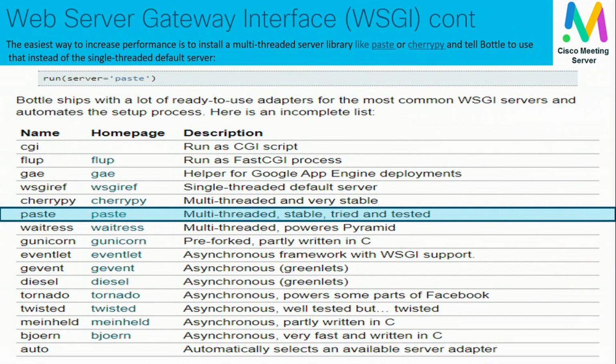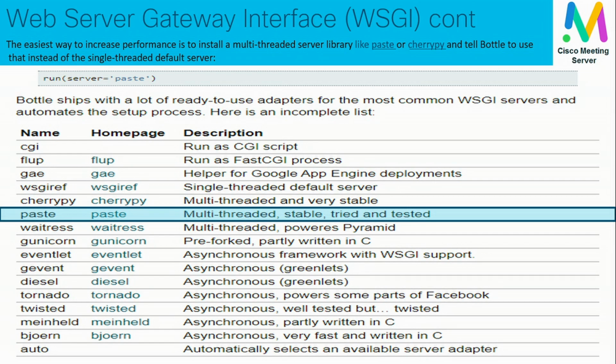Bottle ships with a lot of ready-to-use adapters for most common WSGI servers and automates the setup process. And here's an incomplete list of those adapters. The default adapter that I was talking about as the HTTP server in Bottle is the WSGI REF reference. It's a single thread default server and it's not very powerful.